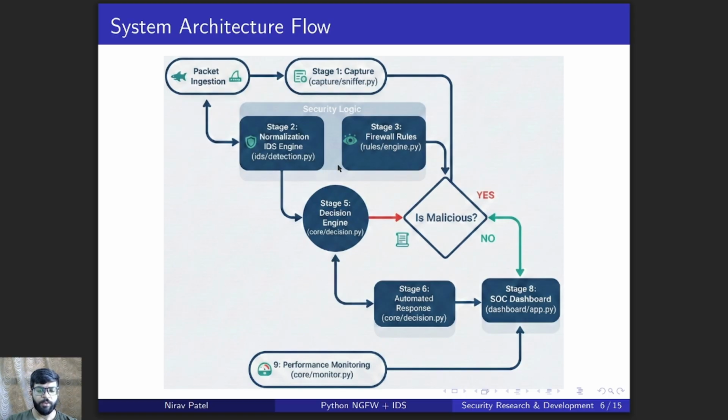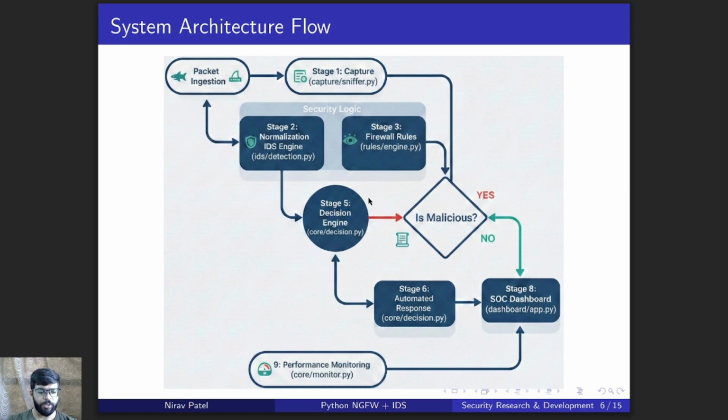Now, we will move to stage 3. Stage 3 is firewall rules. In parallel to behavioral detection, the packet is also evaluated against static firewall rules. This includes checking blocked IP addresses, restricted ports, and blocked protocols. This represents traditional rule-based filtering. It is deterministic and policy-driven, unlike the adaptive IDS layer.